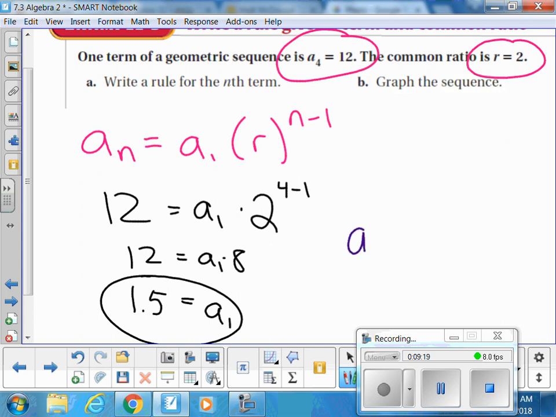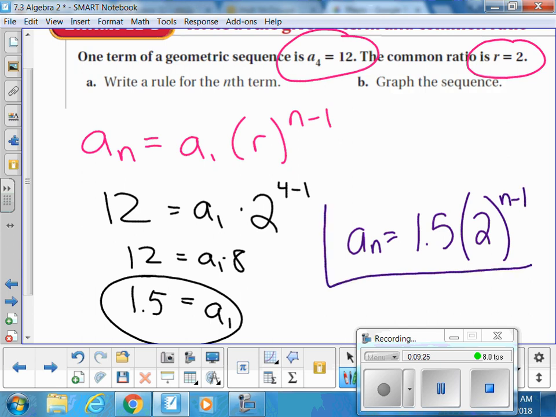I do have to write the final answer out, though. So the final answer has A1 in it, and it has R in it, and it's an equation for the sequence. Ooh, they're mentioning to graph the sequence. If you do want to graph this, it would be a series of dots. Let's just go ahead and do that, because I do want to show you what the graph would look like.